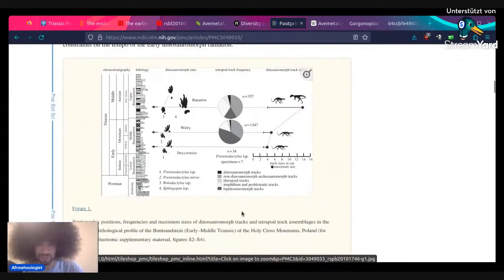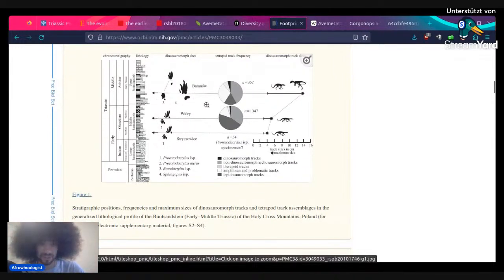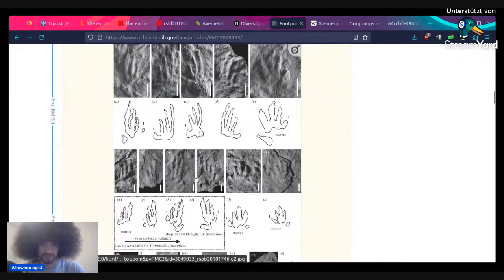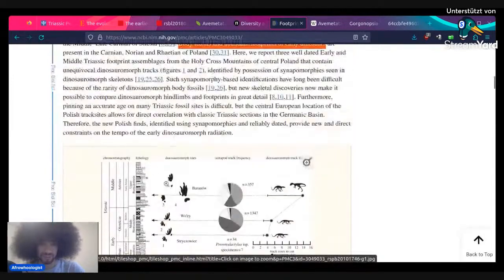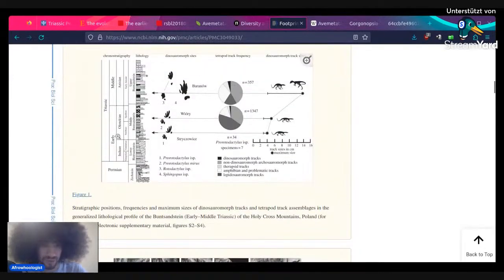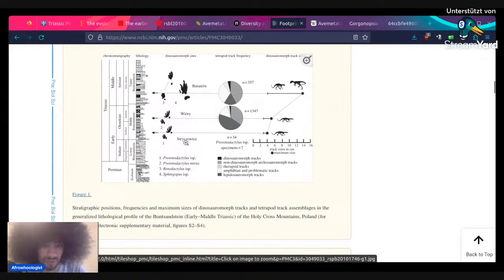So here we see dinosaur morph tracks, alleged dinosaur morph tracks, and again, they still only get to the middle Triassic. We don't have them any earlier than the middle Triassic. So even these trace fossils only date to the middle Triassic. They don't go any earlier. So we see this is the middle Triassic, this is the early Triassic, and we see these tiny footprints. What we can definitively say is one of their tracks comes from the middle Triassic. These tracks right here from these much smaller creatures are a much more difficult sell.